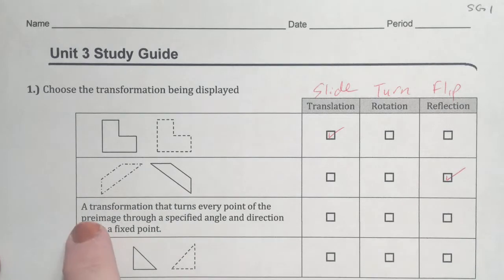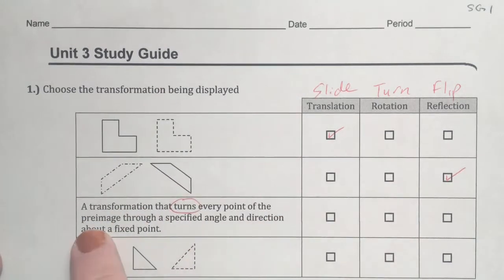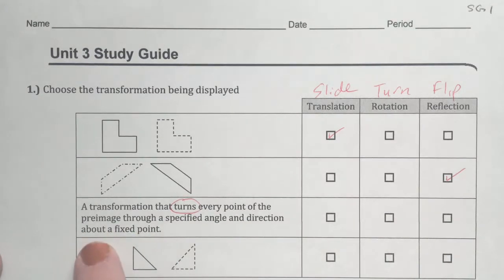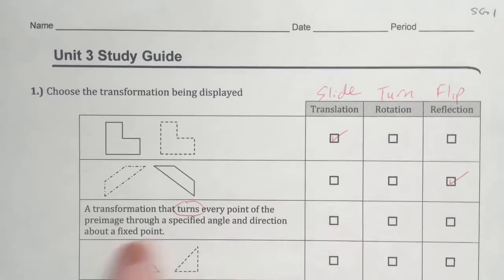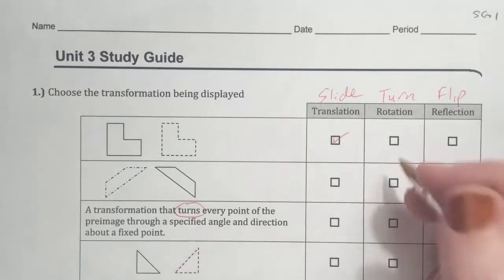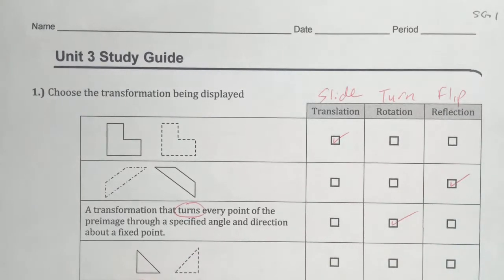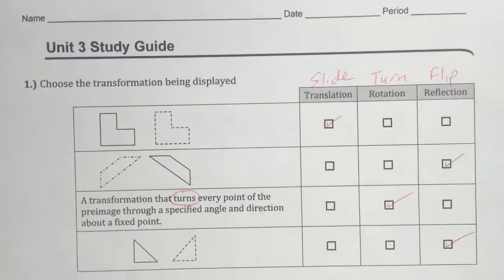Okay, now we have to read the words. A transformation that turns every point of the pre-image through a specific angle and direction around a fixed point. So I saw the word turn. I'm pretty sure this is a rotation. When I read it over again, I really feel it's rotation, and it is. And then this one is another flip. So that's reflection again. All right, so those are pretty simple, pretty easy right there.